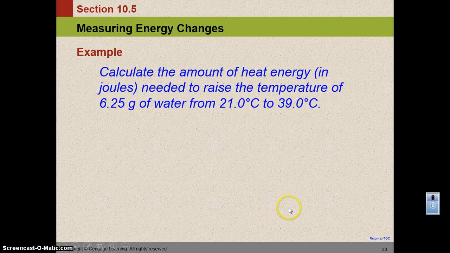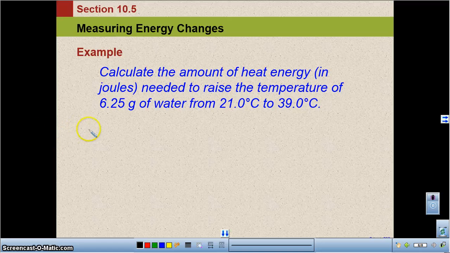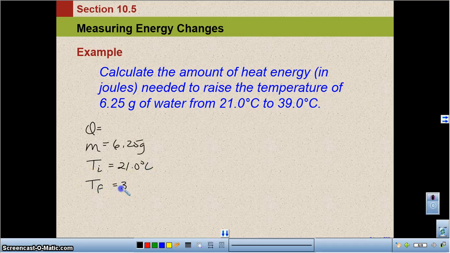It says calculate the amount of heat in joules needed to raise the temperature of 6.25 grams of water from 21 degrees Celsius to 39 degrees Celsius. When we look at this, what we're going to do is start with writing down what we know and what we need to find. So we want to find Q. We know that mass is 6.25 grams. We know that the initial temperature is 21 degrees Celsius. We know that the final temperature is 39 degrees Celsius.